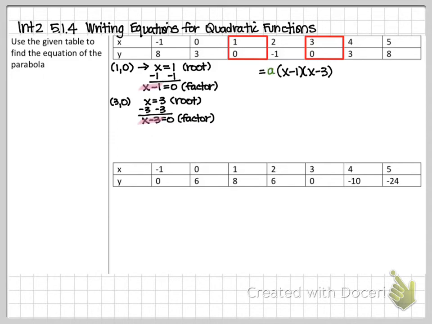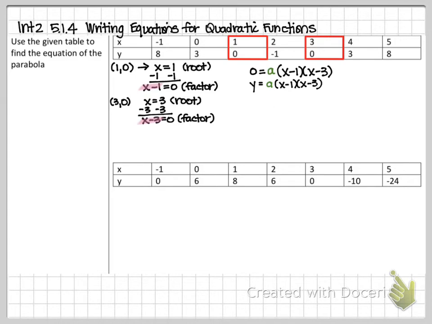Now, if this was finding the x-intercepts, this would be equal to 0. But I'm trying to build the equation, so I'm trying to step my way backwards. So let's turn that 0 now into a y. Keep my a with me because I don't know what that is. x minus 1, x minus 3. Okay, we're on our way. We have to find a though. I know it's not 0, but other than that, I don't really know.